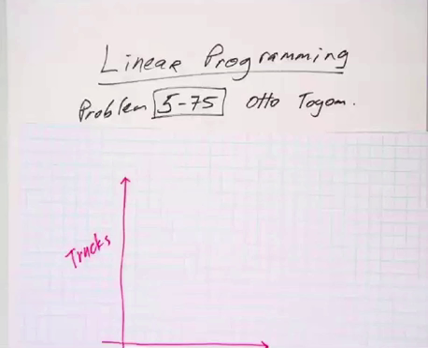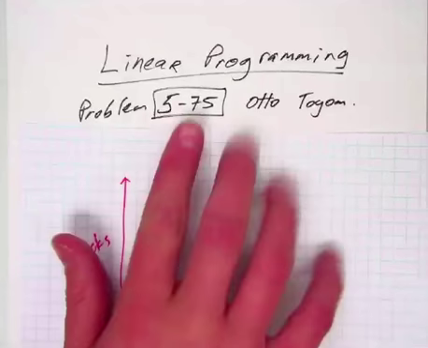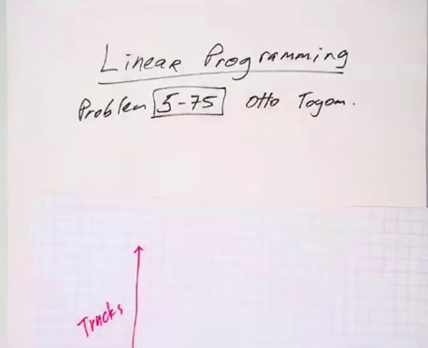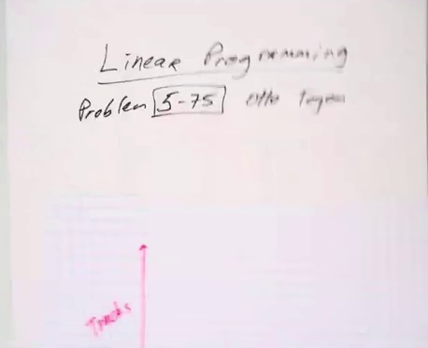your profit. So what you need to do is read problem 5-75 about Otto Toyum, and he's going to be building some toy trucks and cars. Take a minute to read that question so you have an understanding of what a typical question like this is like. Then once you've read that story, you'll notice that they ask you to make a list of all the possible combinations and plot them on the first quadrant of a graph.